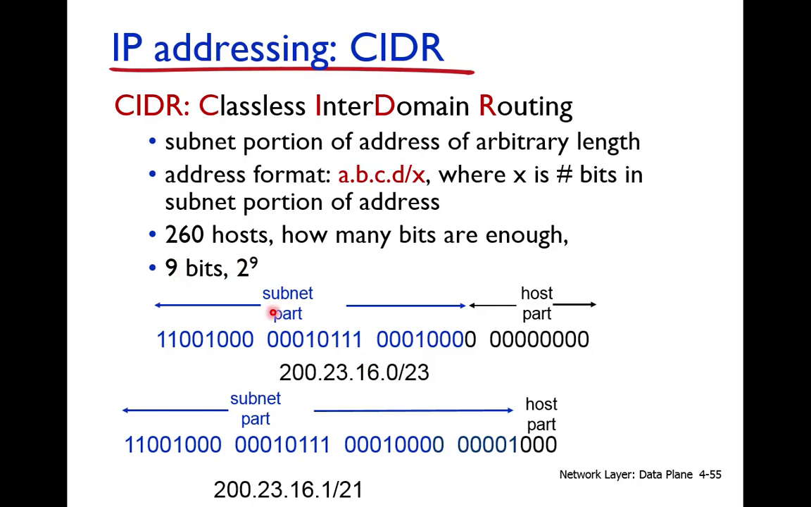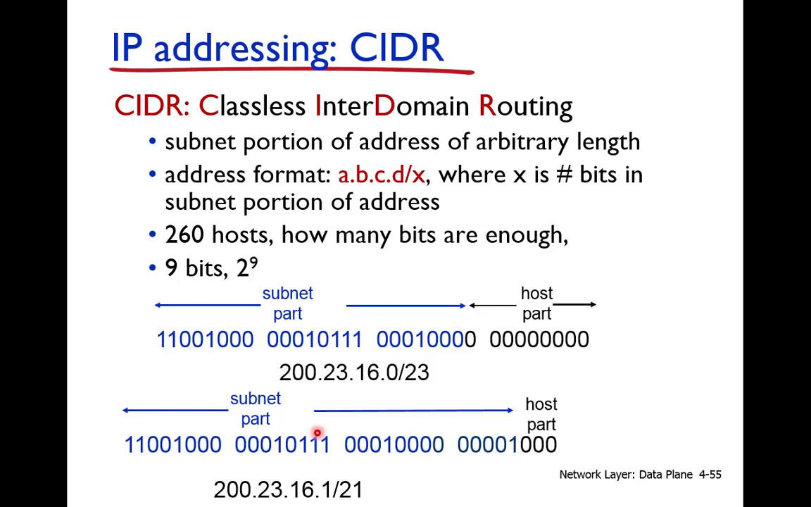So if 9 bits are for the host part, then 32 minus 9, because the total IP address is 32 bits, becomes 23. So 23 bits will be the network part, the common prefix, and the remaining 9 bits will be the host part. The last byte as a whole, and the last bit of the second last byte, will be the host part, and the remaining 23 bits are the common prefix, the network part. Okay.